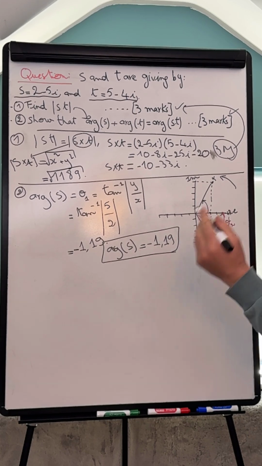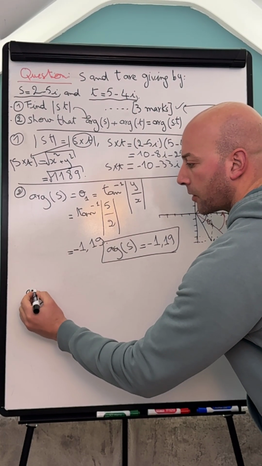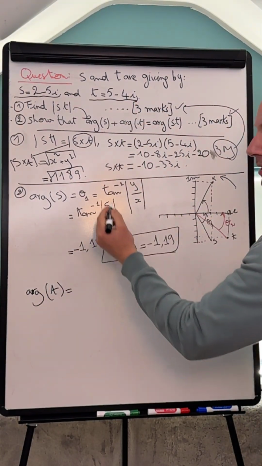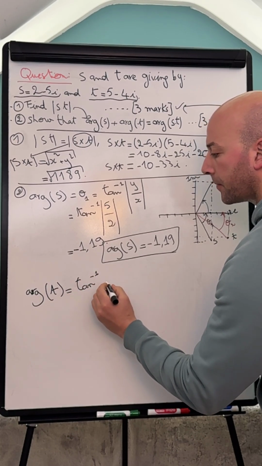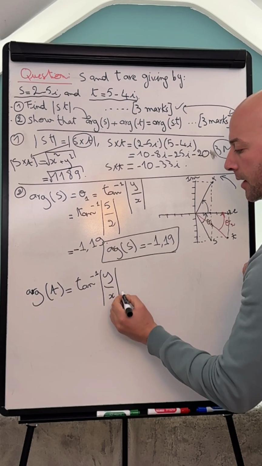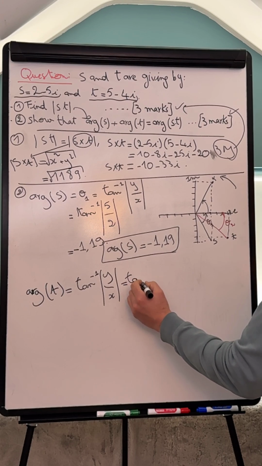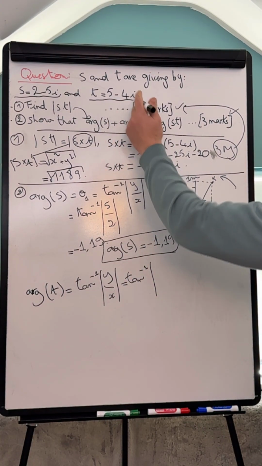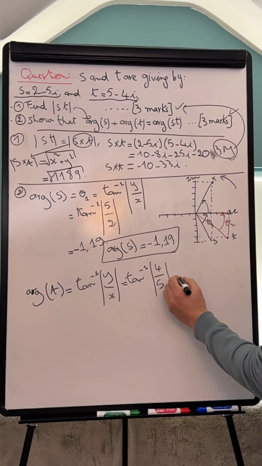This is for S. We go now to T. As simple as this. Argument of T. T is the second complex number. It's the same rules. We've got tan minus 1 of the modulus y divided by x equals tan minus 1, just to keep it simple for you to use it in your calculator. The modulus of y divided by x equals 4 divided by 5.